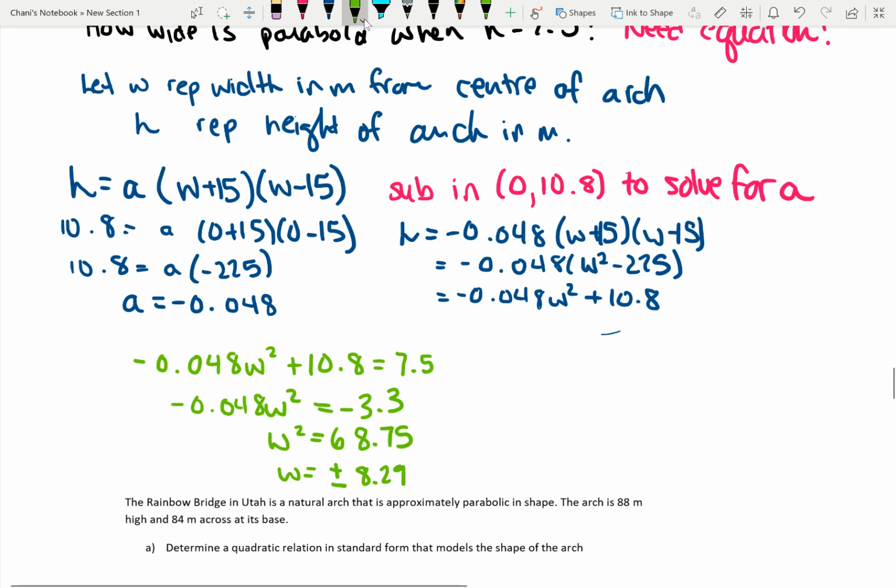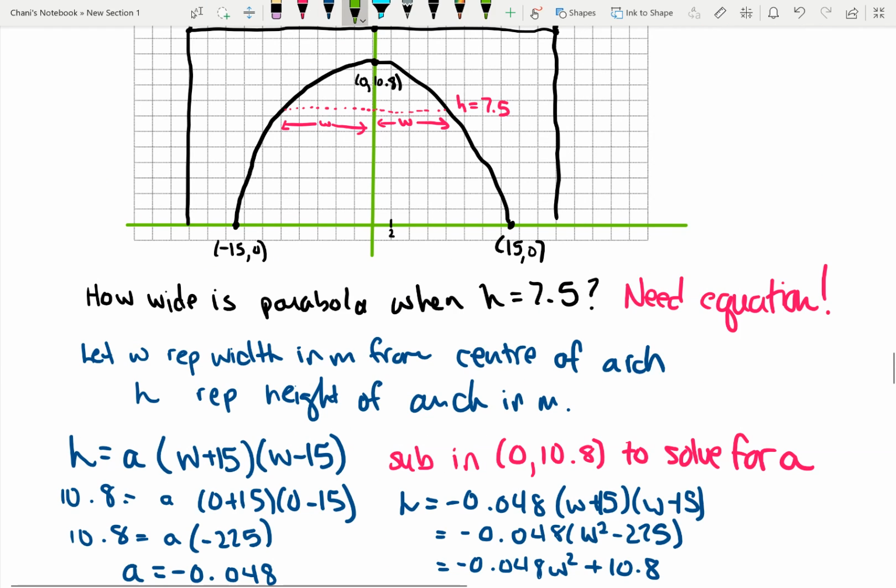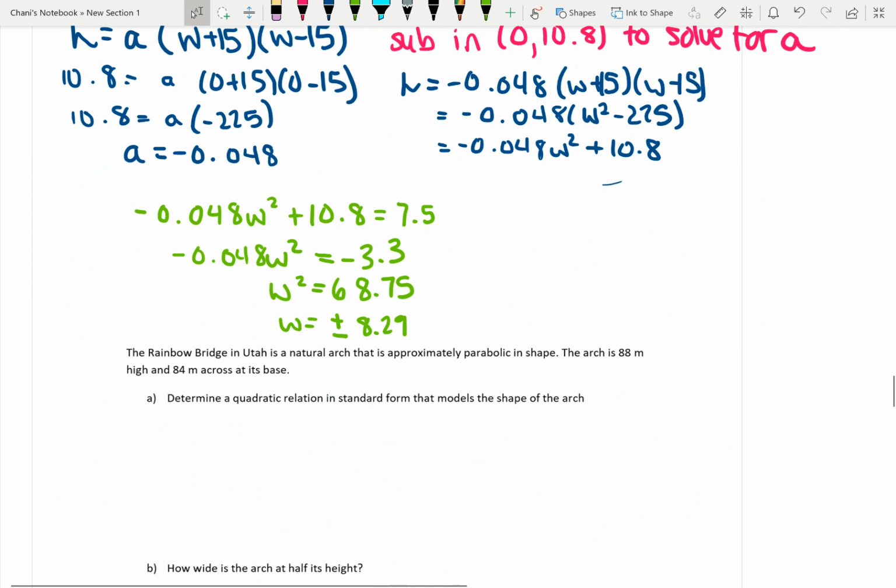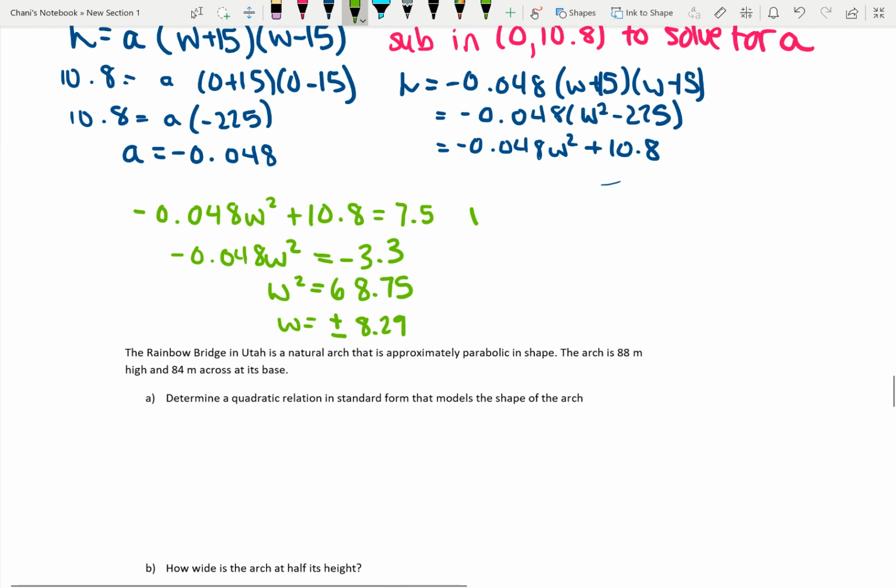Okay, so if you get back up to our parabola, that means that it's 8.29 in this direction and 8.29 in that direction. So the total width then is 2 times 8.29, since you have to go in both directions. So it's 16.58. So therefore, the answer is that yes, the truck would fit in, since the truck is only 15 meters wide and there's 16.58 meters of space. It's going to be a bit of a tight fit, but technically, yes, if it goes right down the center, it will fit.